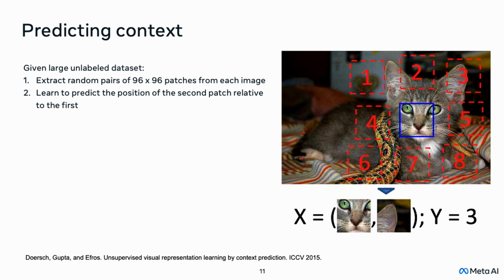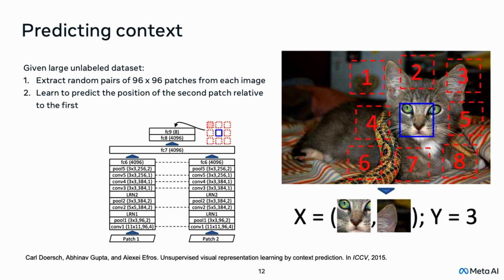Once you have that grid, you sample 2 cells. The task you want to perform is to predict the position of the second patch relative to the first. Let's imagine you picked, as you see in the example, the middle of the face of this cat. Then you're given the second patch, and you want to be able to predict, oh, okay, that patch belongs in position 3. The intuition here is that a model that's able to perform this task is going to result in a representation that's quite rich, encoding a lot of localized information.